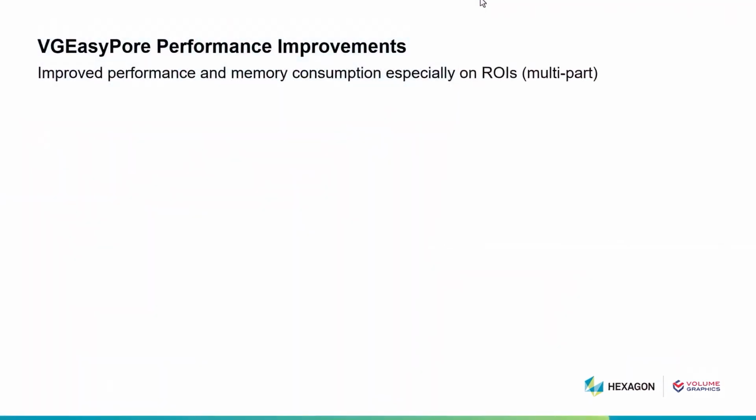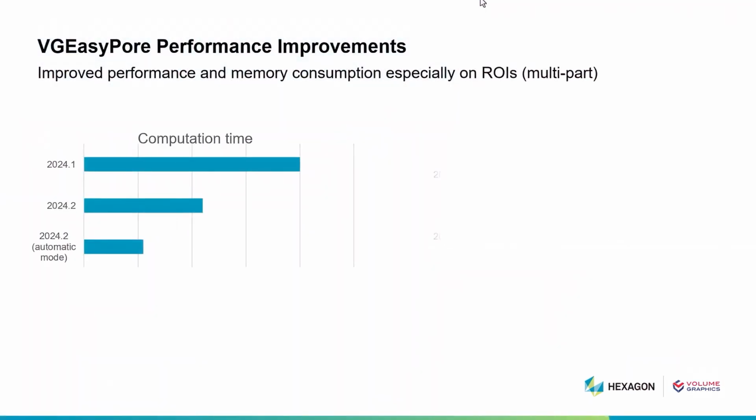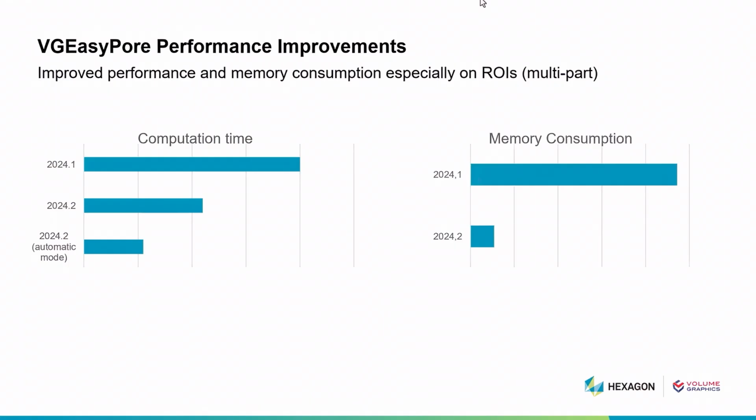VG Easy Pore is now much faster when you focus on a small area in your CT scans. For example, if you have multiple components in the CT scan and you want to perform the analysis only on one of them. The smaller the region of interest, the faster VG Easy Pore will analyze it. So if you just need to look at one part of a scan, you'll get your results quicker.